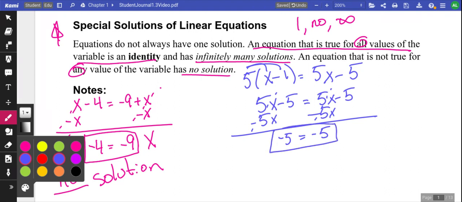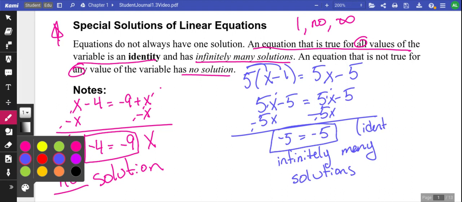When I get something like this, where the same value is equal to the same value, that's always true. Negative 5 is always equal to negative 5, no matter what I plug in for x, since x isn't in this final statement. This is going to be infinitely many solutions. Or we can call this an identity.